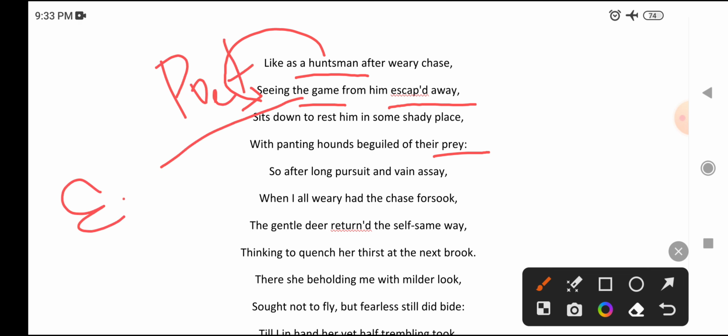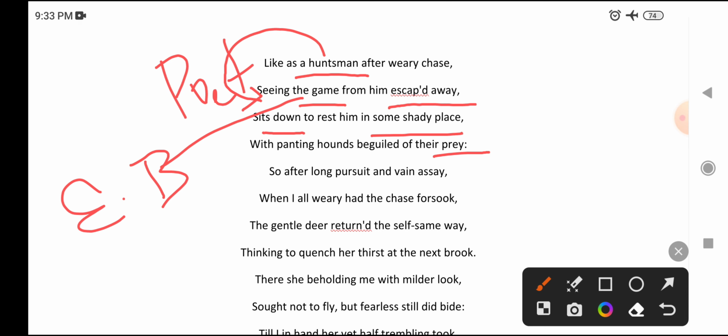There is an extended metaphor throughout the lines. He says, like a huntsman after a weary chase, seeing the game from him escaped away. When a huntsman sees that his game, the prey that he has been hunting, has escaped away, out of his reach, the huntsman sits down to rest in some shady place with panting hounds.